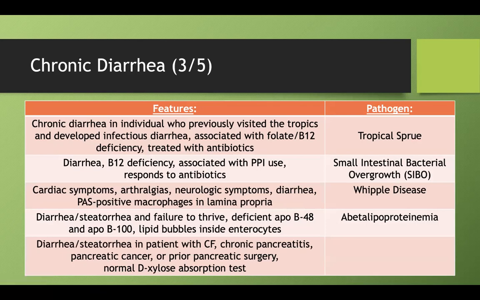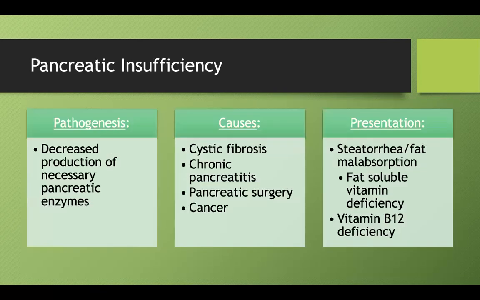And what if you found somebody who has diarrhea or fatty diarrhea in a patient with cystic fibrosis or chronic pancreatitis, pancreatic cancer, or somebody who had pancreatic surgery? Your D-xylose absorption test would be normal in this disease. So now we're talking about pancreatic insufficiency. Again, fat malabsorption and steatorrhea are a very common presentation of pancreatic insufficiency, and they will definitely give you one of these risk factors if they want you to go after this.